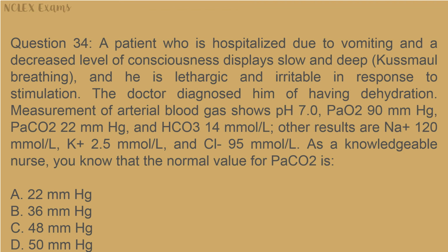Question 34. A patient who is hospitalized due to vomiting and a decreased level of consciousness displays slow and deep Kussmaul breathing, and he is lethargic and irritable in response to stimulation. The doctor diagnosed him of having dehydration. Measurement of arterial blood gas shows pH 7.0, PaO2 90 mm Hg, PaCO2 22 mm Hg, and HCO3 14 mmol/L. Other results are Na+ 120 mmol/L, K+ 2.5 mmol/L, and Cl- 95 mmol/L.